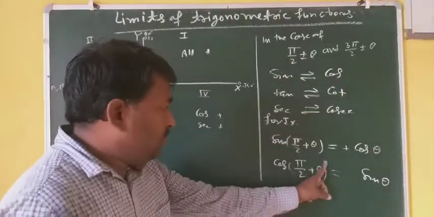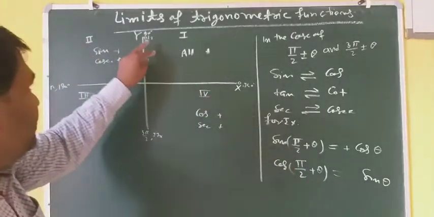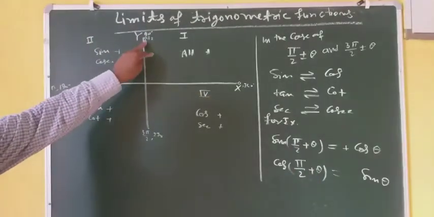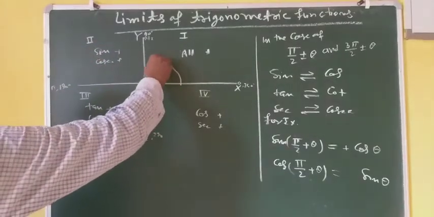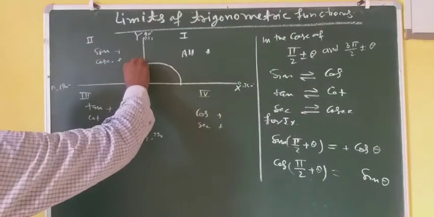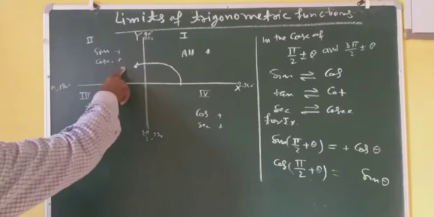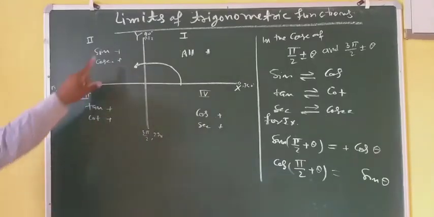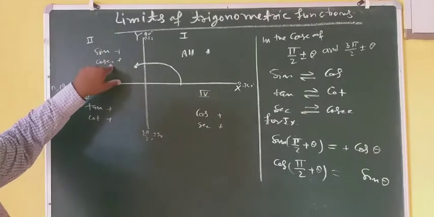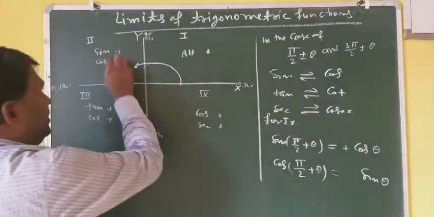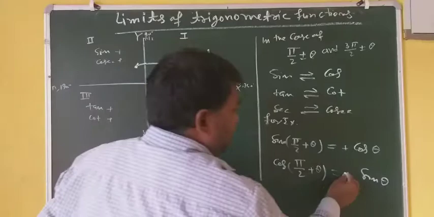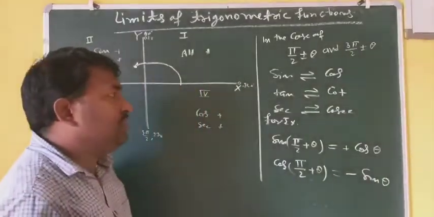But now go to this angle, pi by 2 plus theta. In which quadrant is it? Pi by 2 plus something means in the second, because plus means anticlockwise. Here pi by 2 and plus something means you are here, in the second quadrant this time. In the second quadrant, sine and cosec are positive, the rest of them are negative. That's why here cos is negative, and its sign will be negative.